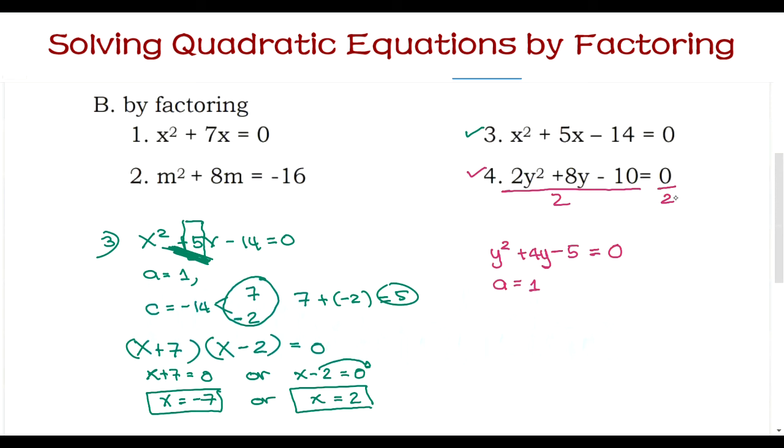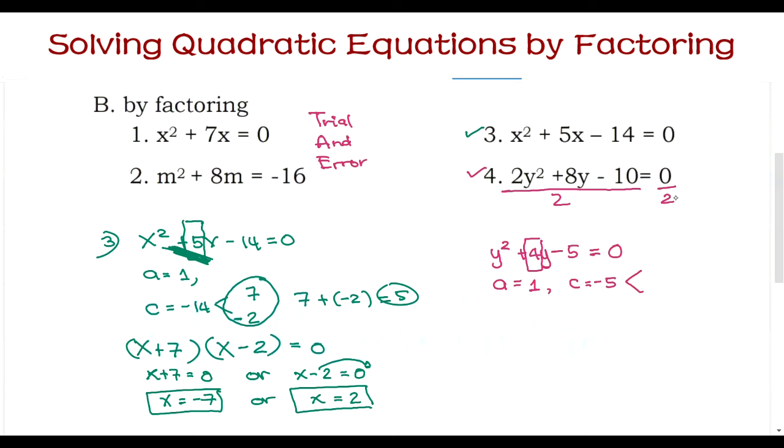Okay? So, after getting A equals 1, ano ang C? Ano ang C natin? Negative 5. Okay, isip kayo ng factors ng negative 5. Okay, na kapag pinag-add ko naman, ang magiging sagot, positive 4. Again, this is not the only factoring method na pwede nyong gawin. Okay? Pwede kayong mag-TAE method. Alam niyo yung TAE method? The trial and error method.